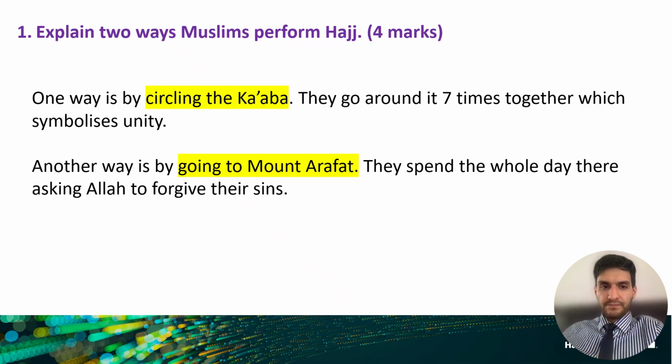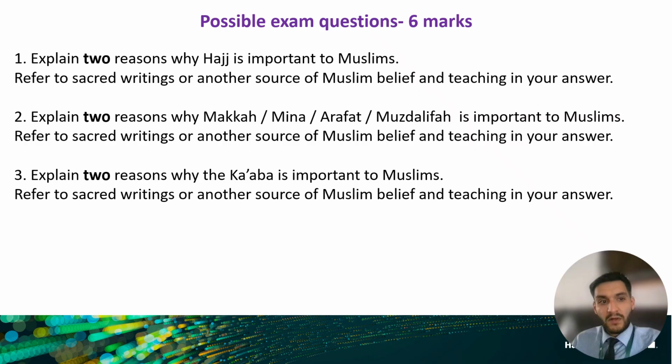And with the 6-mark questions you can see here, you're going to be asked about why Hajj is important to Muslims, or you could be asked about why any of those specific parts of Hajj are important to Muslims, such as Mecca, Mina, Arafah, and Muzdalifah, or you could be asked about why the Kaaba itself is important to Muslims, because all these elements are on the specification. So have a go at some of these questions, giving yourself a time limit of 4 to 5 minutes.